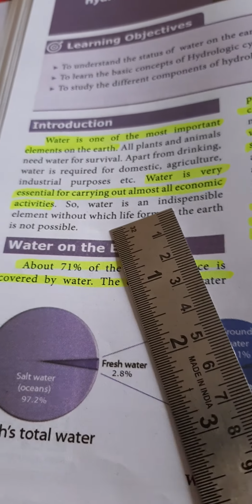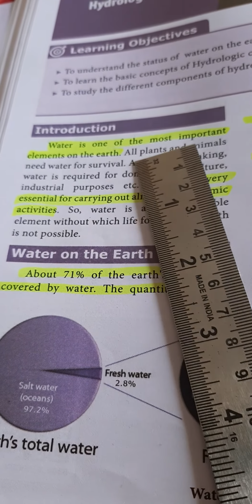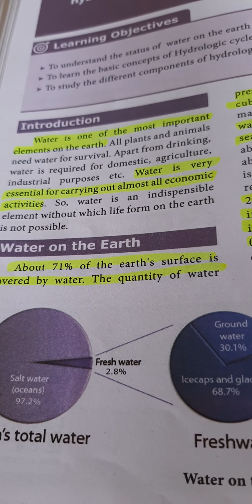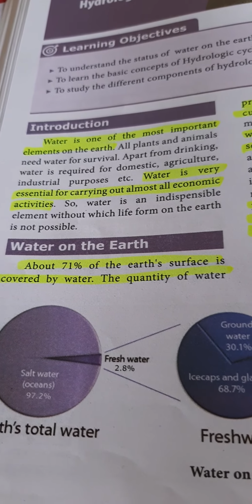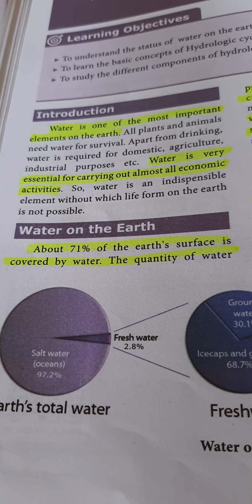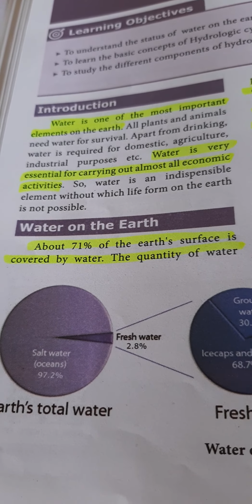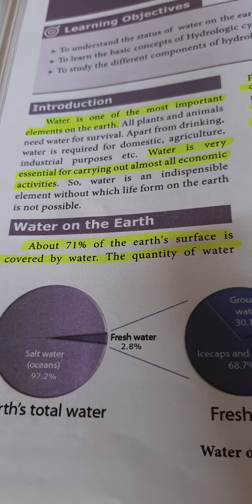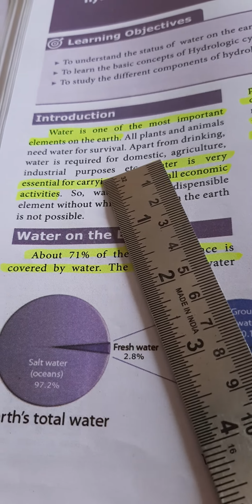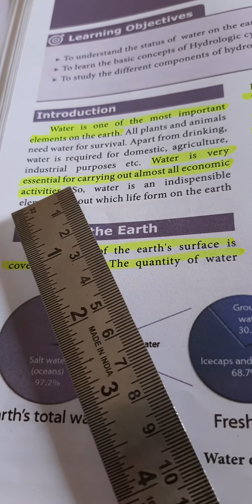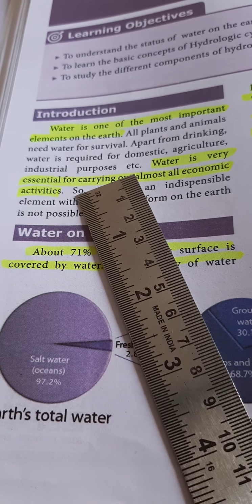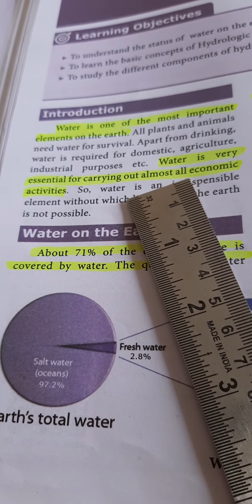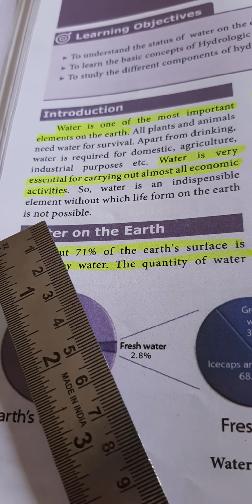Introduction. Water is the most important element on the earth. Water is very important, no? Without water, we are not able to live, isn't it? Everybody, plants and animals, everybody needs water for survival. Apart from drinking water, it is required for domestic, agriculture, industrial purposes, etc. Water is very essential for carrying out almost all economic activities.